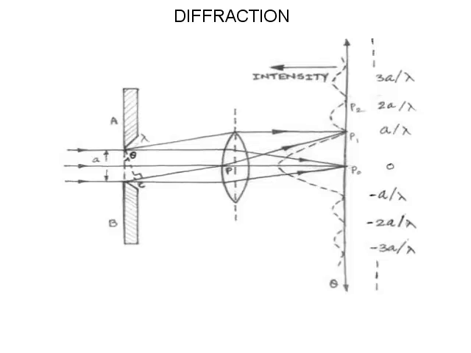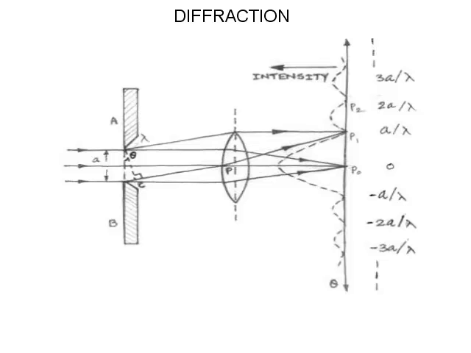The figure shows a monochromatic parallel beam of light, that is plane wavefront of wavelength lambda, falling on a narrow slit of width a. A powerful biconvex lens is kept in front of the slit as shown.